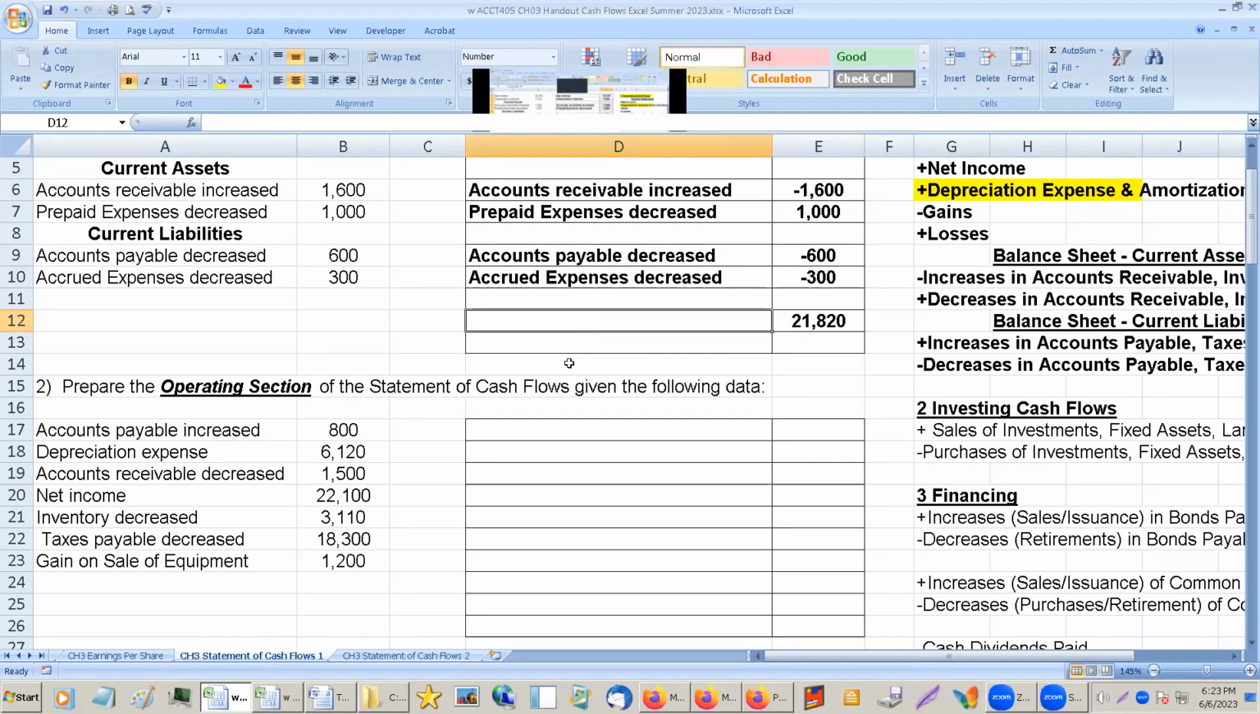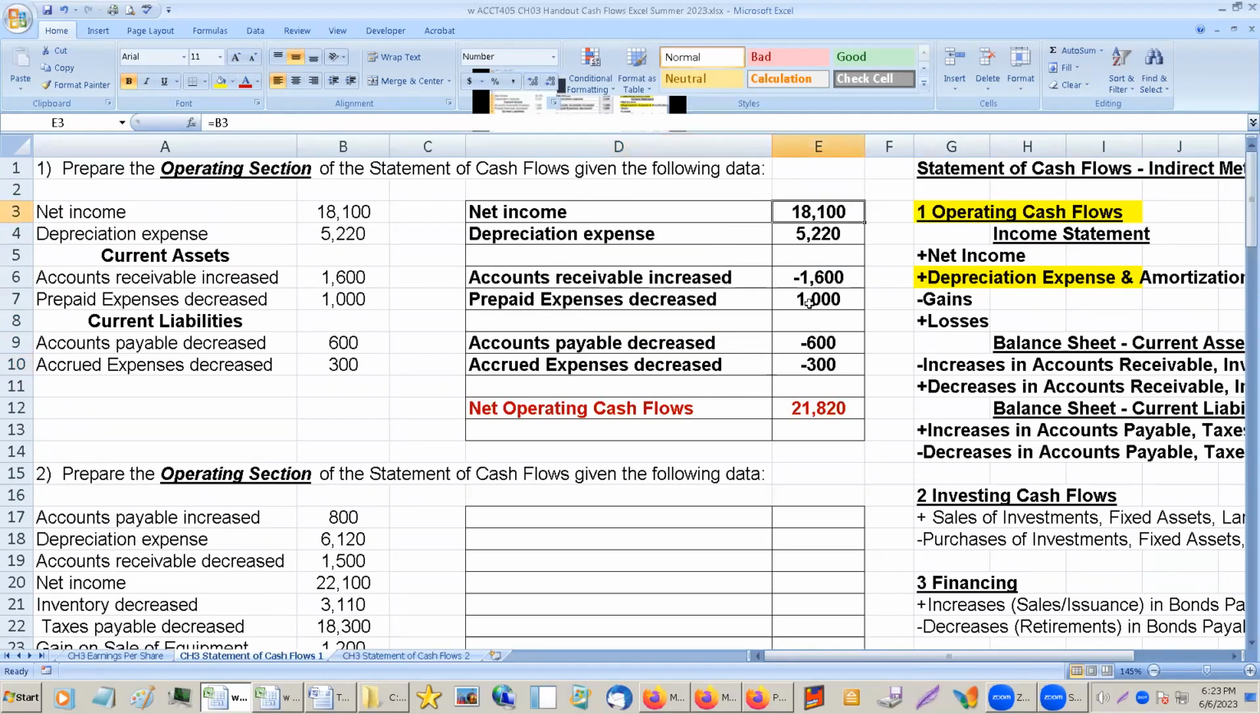So this would be the net operating cash flows. And by the way, it's fairly common to have cash flows higher than the income. In fact, you can even have a net loss instead of net income and still have positive cash flows. Any questions?